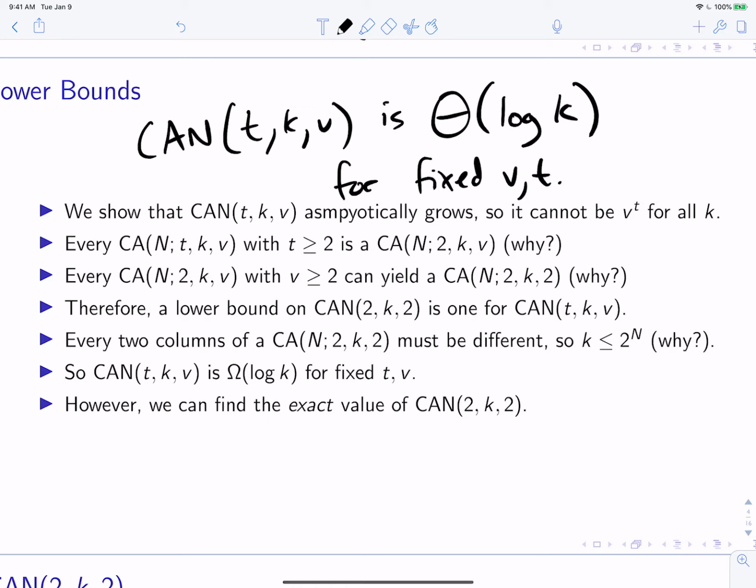Okay, so let's look at this second statement right here. Every covering array with some strength t, it doesn't matter what it is, as long as it's at least 2, is a covering array when I fix the strength to be 2. So if I have a covering array with strength 10 or 3 or 5 or whatever, then I claim that the same array is of strength 2. Why am I justified in saying that?